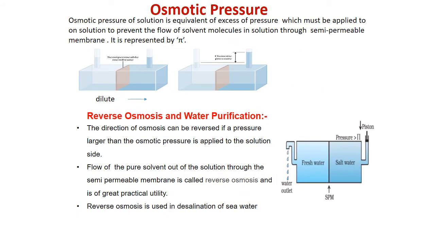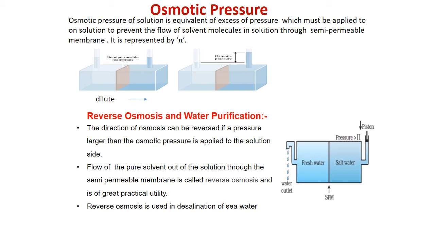Osmotic pressure: it is the pressure created due to osmosis. So when the solvent molecules go towards the solution side through the semi-permeable membrane, the change in level is due to the pressure created due to osmosis and it is osmotic pressure. Or we may say that it is the extra pressure which must be applied on the solution side so that no solvent molecule moves from low concentrated to high concentrated solution. It is represented by pi.